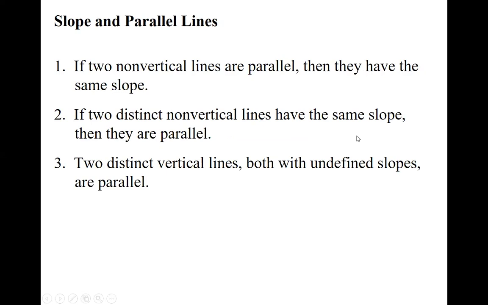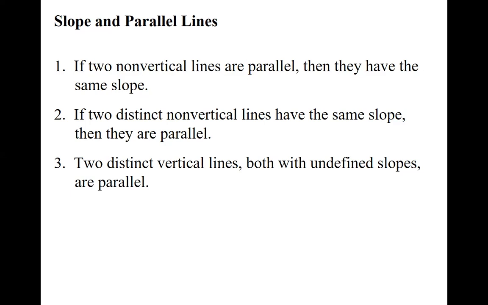So taken together, these 3 rules basically say parallel lines have the same slope. If 2 non-vertical lines are parallel, then they have the same slope. If 2 distinct non-vertical lines have the same slope, then they are parallel. And 2 distinct vertical lines, both with undefined slopes, are parallel. So the first 2 basically say non-vertical because vertical lines have undefined slope.